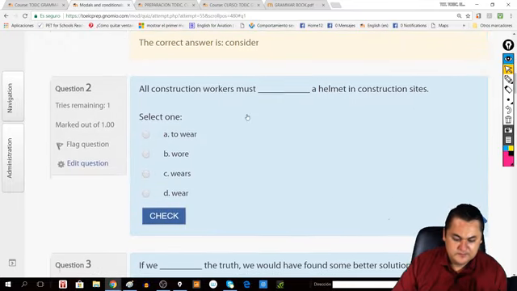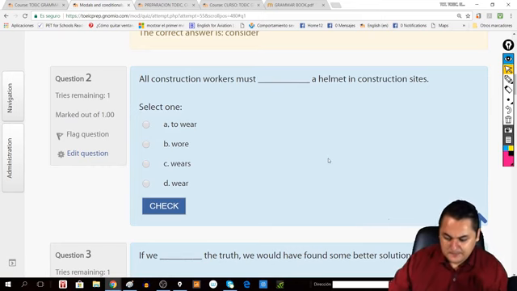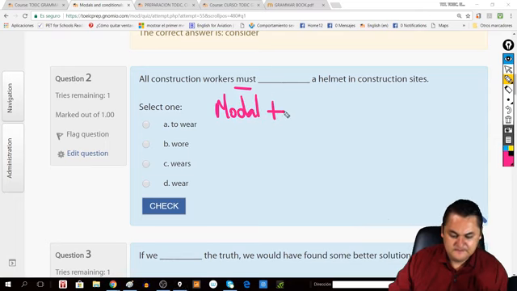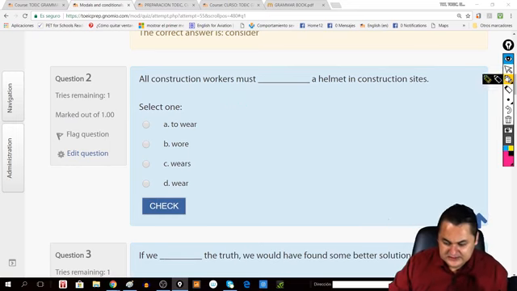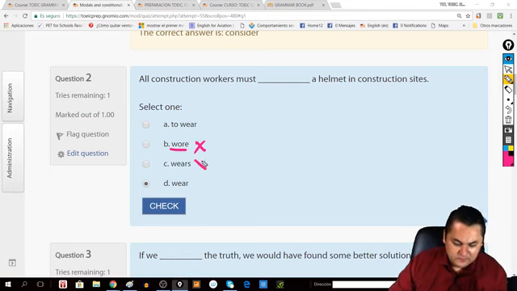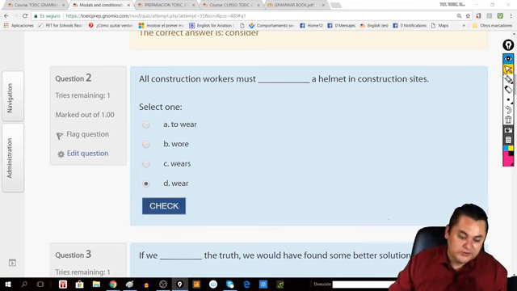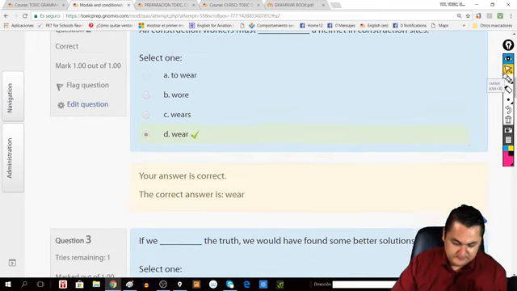And we have this one. All construction workers must. Must is a modal verb. So we need a verb in its simple form. And that is wear. Wore is the same verb, but it is in past form. It is an irregular verb, so it is not an option. Wears is the third person. To wear is the infinitive form, and we do not use infinitive forms with modals.